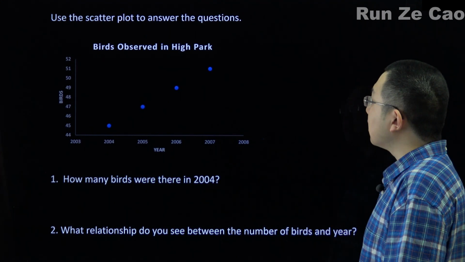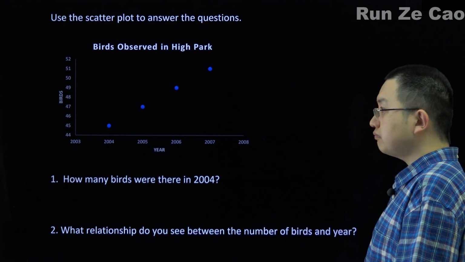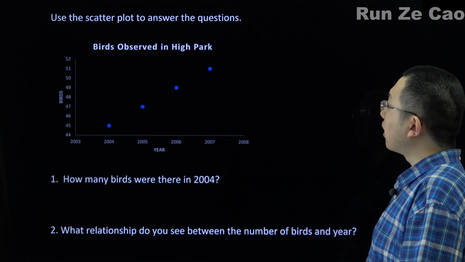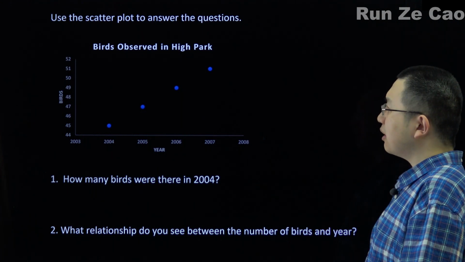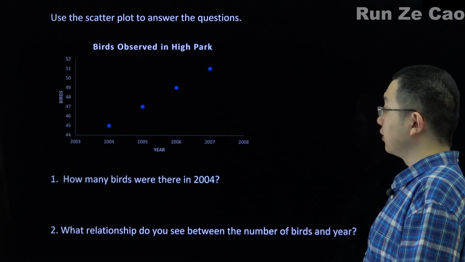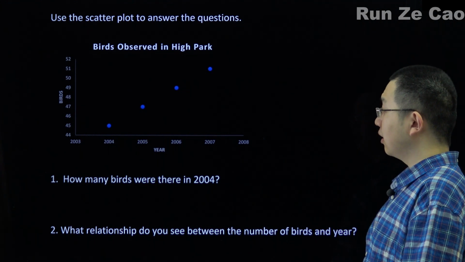This must be a park that's not very friendly to birds. Because in my experience, you see a lot of birds in any decent sized park.